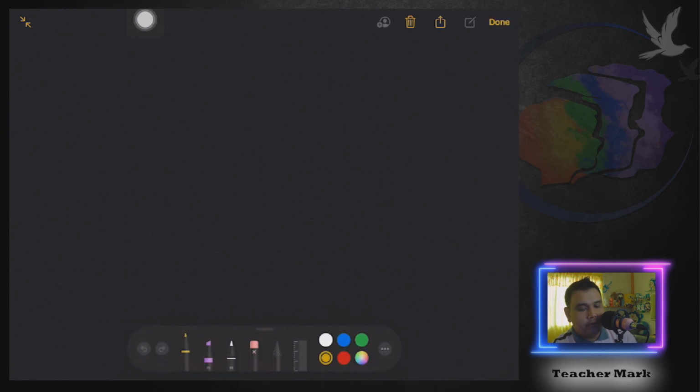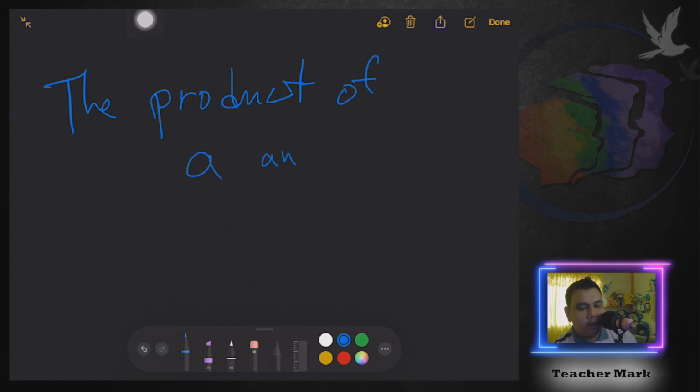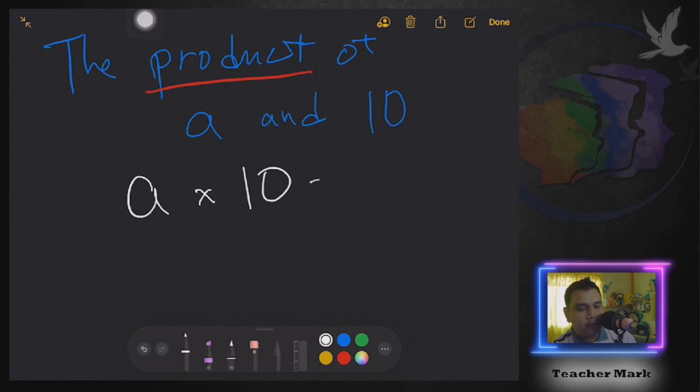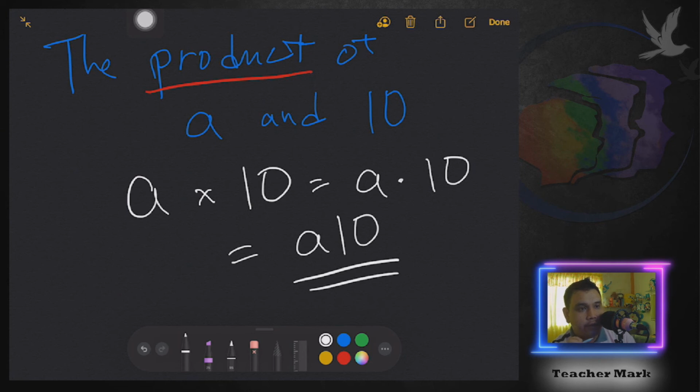So for example, the product of A and 10. The product of A and 10. What do you mean by the product? It is the answer when we multiply. So this is now written as A multiplied by 10. In higher mathematics, we write A times 10. And to finally write the answer, it is 10A alone. Okay? That is how you write the answer.